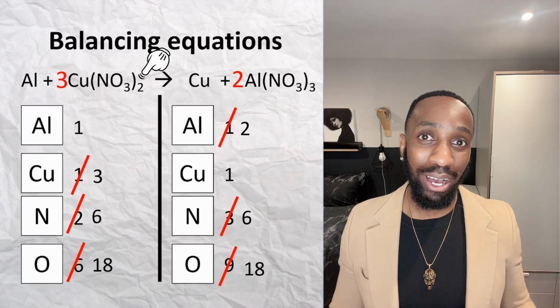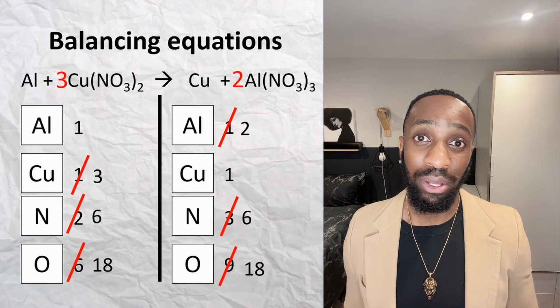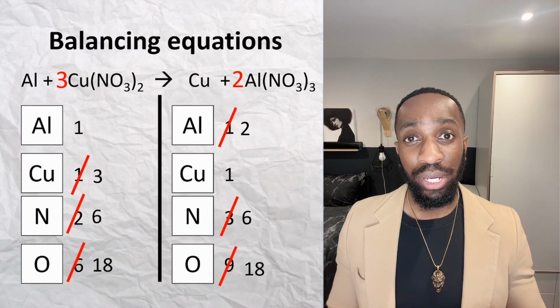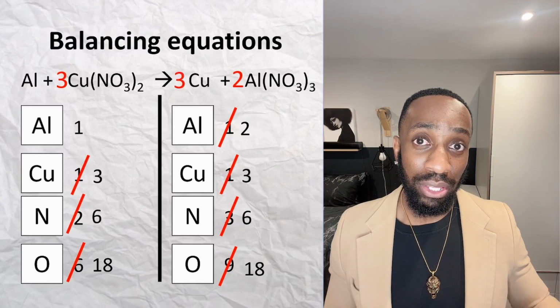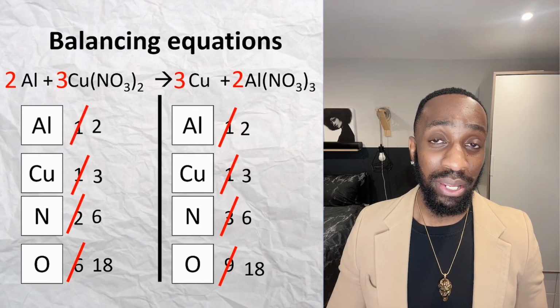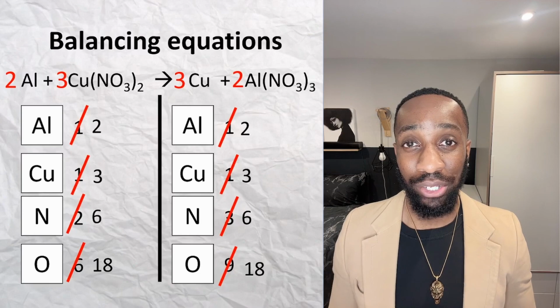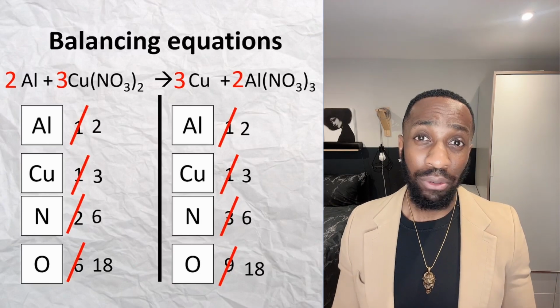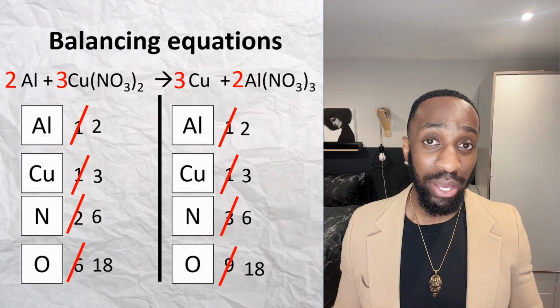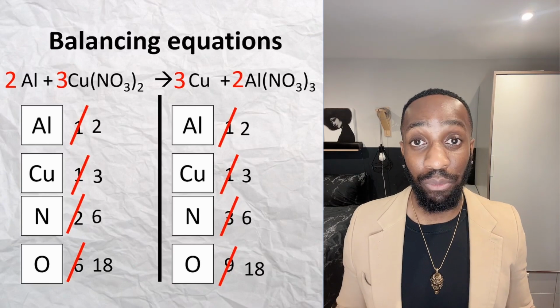You can probably work out what we need to do now. We just have to balance out the metals. So we need 3 lots of copper on the right hand side and we need 2 lots of aluminium on the left hand side. And there you have it. That's how we balance equations. With stuff like this, it's a skill. So the more practice you have, the better you become. But that is the basics of what you need to do.